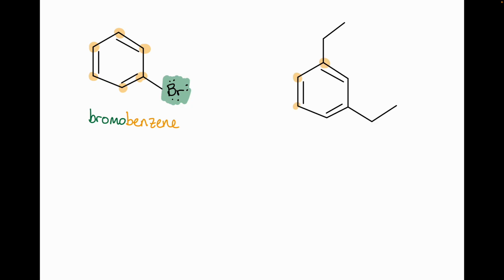The parent chain is that benzene ring. These two substituents here are 2 carbons long, so these are ethyl groups. And these 2 ethyl groups are located what? Ortho, meta, or para from one another? Meta. So this would be meta-diethylbenzene. Okay?